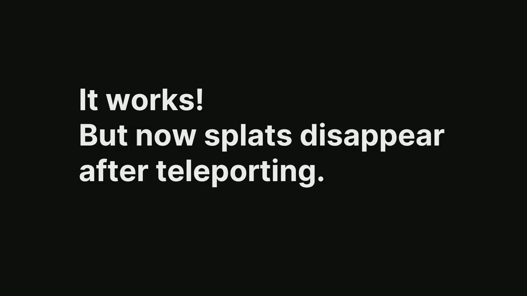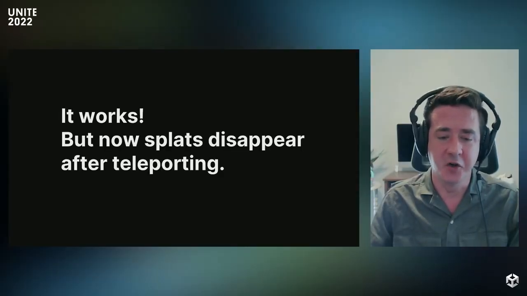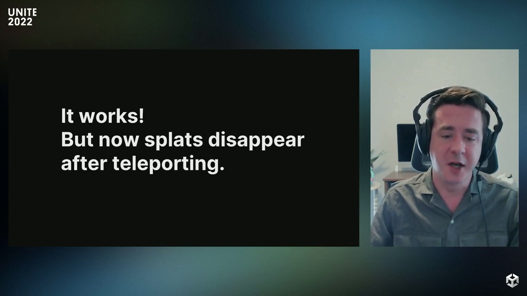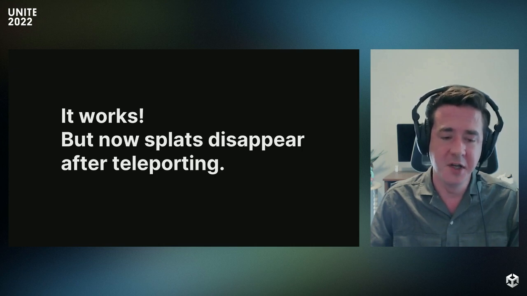And so it works. But now splats disappear after teleporting. Because we're generating this local splat mesh volume around the player, and the texture is only for that geometry. Every time the player teleports, we end up with a new mesh, and obviously now the texture is invalid. And that's not great. We want to be able to keep splats all around the level so the player can move around and cause chaos, basically.